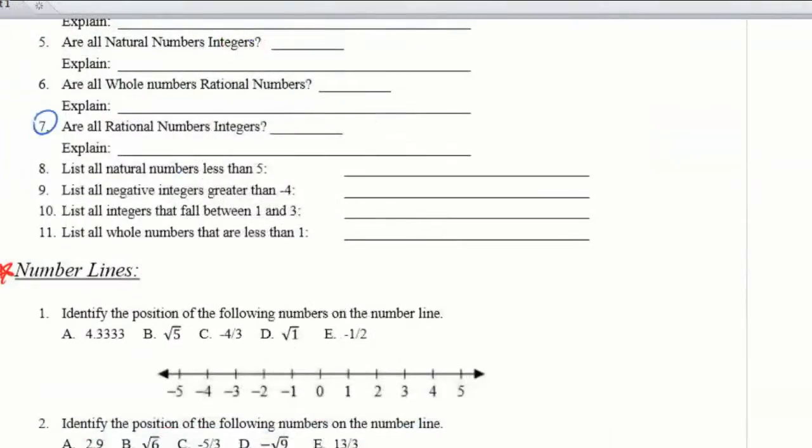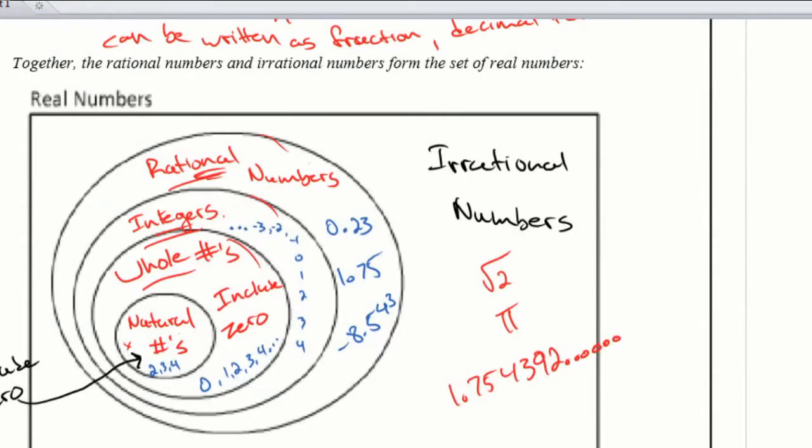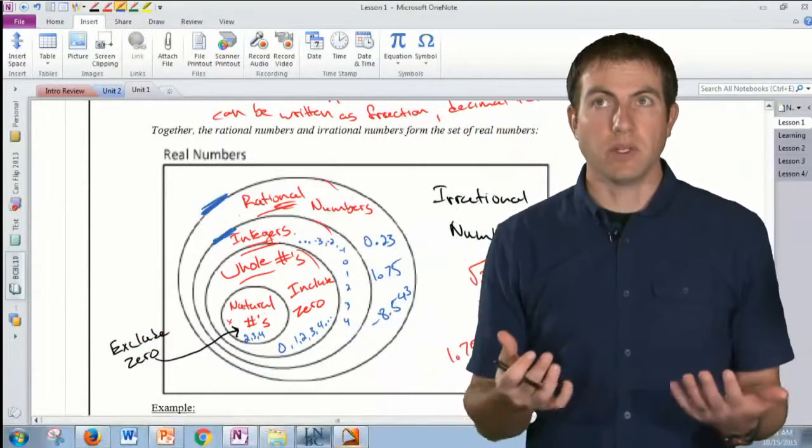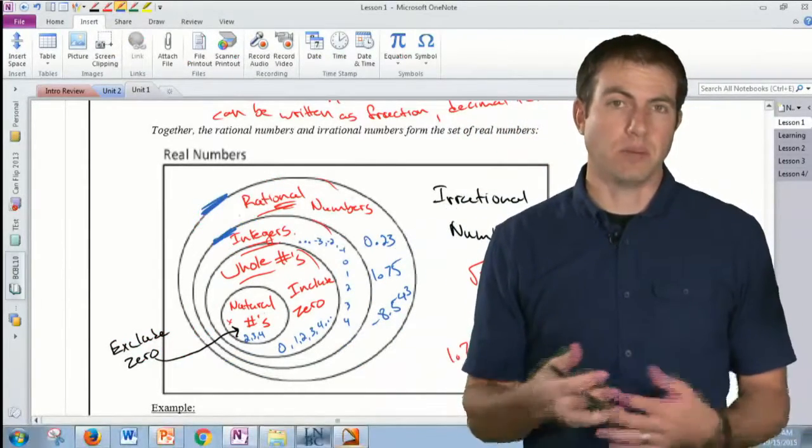Are all rational numbers integers? So rational numbers and integers. Let's go back to our image here. Rational numbers is this big circle, and then integers is contained within it. So can anyone think of an example of a rational number that is not an integer? Thinking about any number that we could count as a rational number, but it wouldn't be an integer.